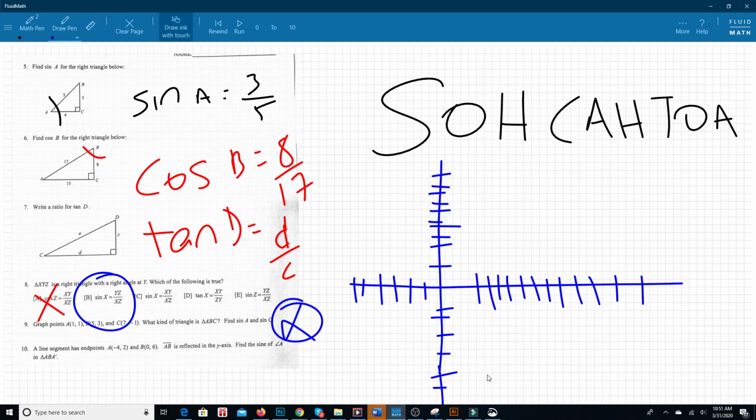So we have (-4, 2): 1, 2, 3, 4, and 2 right here. And then we have (0, 6): 1, 2, 3, 4, 5, 6, so (0, 6) right here. And you tell me that this line is reflected about the y-axis. Again, this is the y-axis, so it moves over here. The reflection about the red line goes about 4 units. It was negative, now it's going to be positive (4, 2).